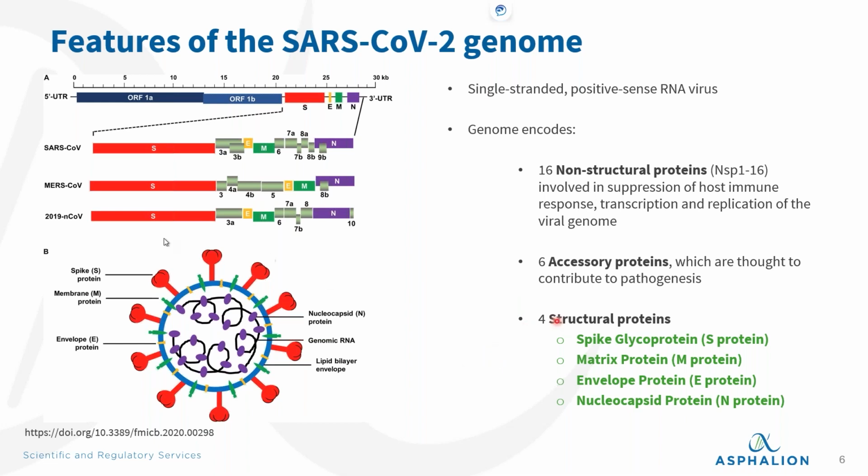These are the spike glycoprotein, also known as the S protein, which is involved in helping the virus latch onto cells to infect them. The matrix protein, the M protein, which is a protein found on the surface of the virus, as is the envelope protein, another surface glycoprotein of the virus. And then we also have the nucleocapsid protein, which encapsulates the genetic material of the virus.